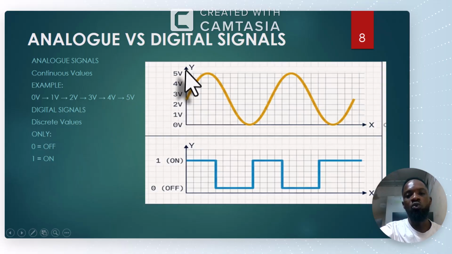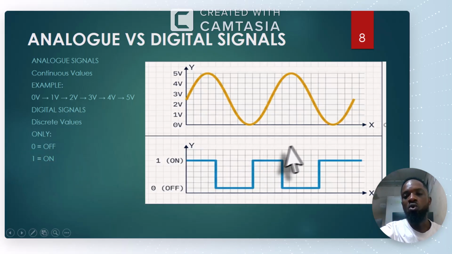So when you consider the graph, you see that starting from 0 to 5, so it is continuous. And then for digital, they are discrete values. They are discrete values, so only 0 and then 1. The 0 stands for off, and then 1 is on.